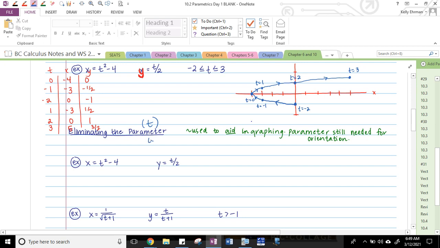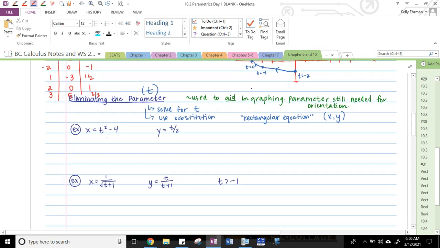So how do you eliminate the parameter? You solve for t in both equations, and then you can use substitution. When you have t equals and t equals, you can put those equations together and figure out what your equation is in terms of x and y. So the goal here is just to have only x's and y's. We call this a rectangular equation, those are the equations we're used to, where all the ordered pairs are just x, y.